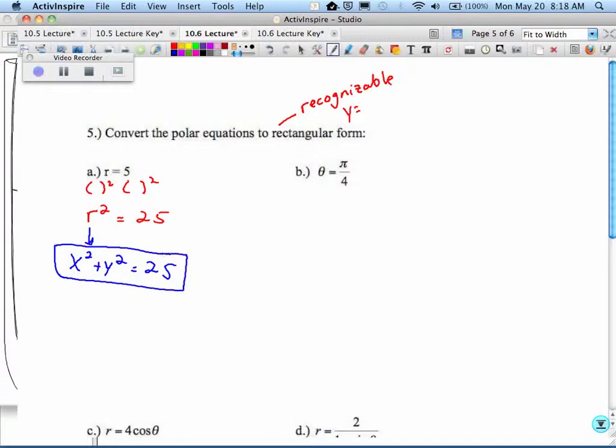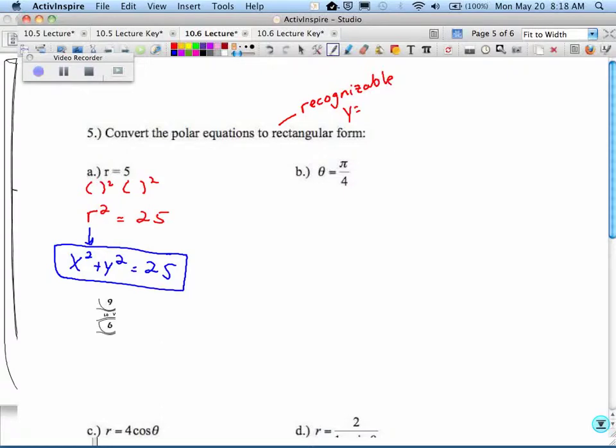Does anybody recognize that equation? What is it? Circle. Radius 5. Center 0, 0. Now if you think about what r equals 5 is, in the polar mode, you'd go to the fifth ring and you would just draw a circle. R equals 5.